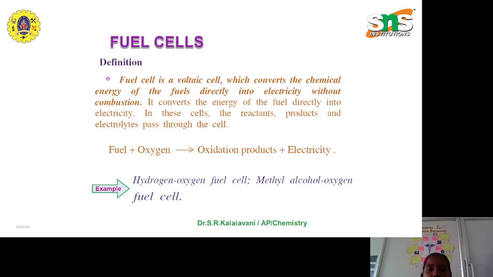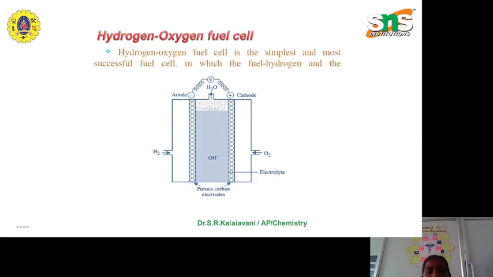Fuel cell is a voltaic cell which converts the chemical energy of the fuel directly into electricity without combustion. It converts the energy of the fuel directly into electricity. In these cells, the reactants, products and electrolytes pass through the cell. That means fuel combined with the oxygen gives oxidation products plus electricity. Example, hydrogen oxygen fuel cell. This is a diagram for the hydrogen oxygen fuel cell.